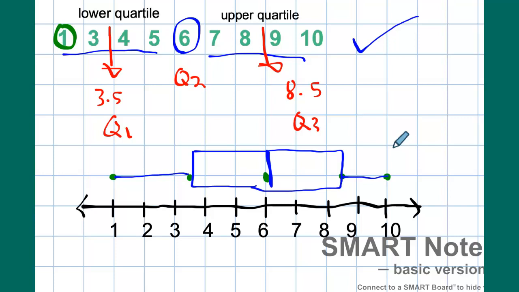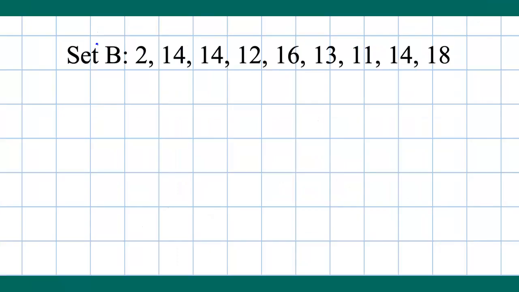Maybe we could make another example. Alright, so we have this problem set B, our second example. We're going to create a box plot that represents this data. The first thing we need to do is find those 5 points: the maximum, the minimum, Q1, Q2, and Q3.